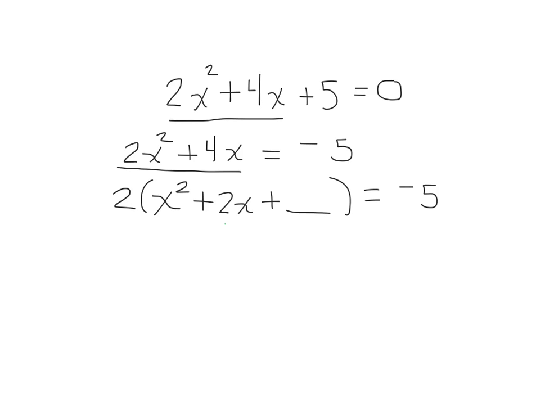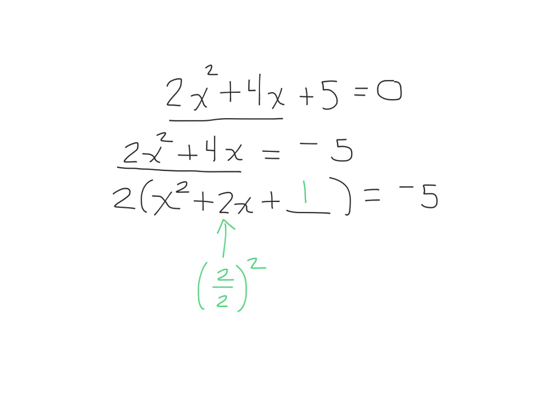Step 3, and we were doing this with our circles today as well. Take that number in front of the x and divide it by 2 and square that answer. 2 divided by 2 is 1, and 1 squared is 1. That's what you need to add.